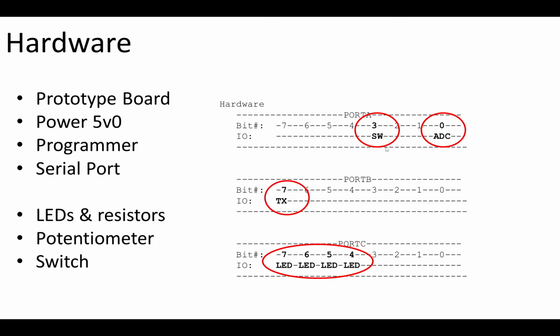So I've got a prototype board I'm going to show you. It's powered at 5 volts. I've got a programmer, a PICkit 2, I'll attach in, and I've got a serial port through a TTL adapter. I've got some LEDs and resistors, potentiometers, and a switch.